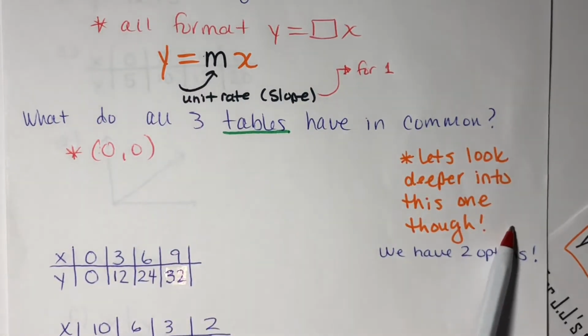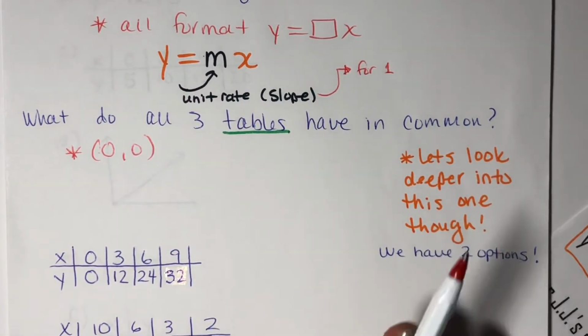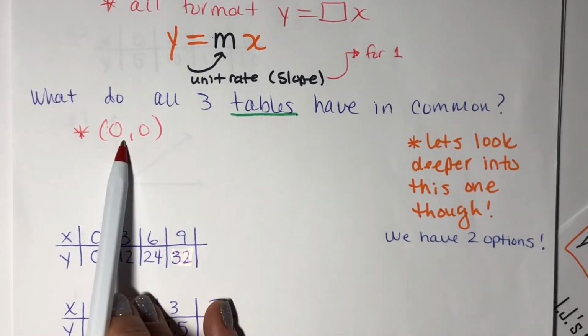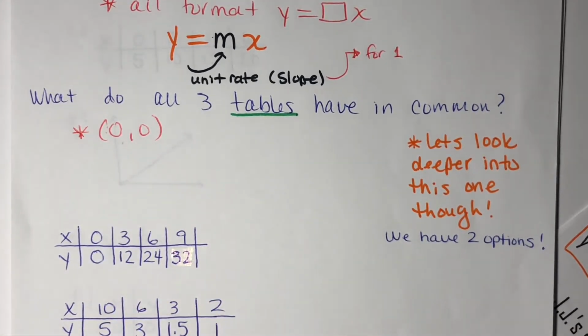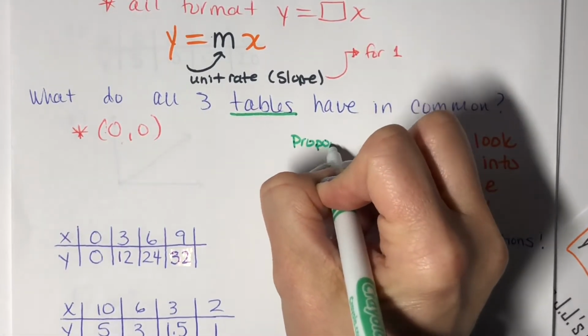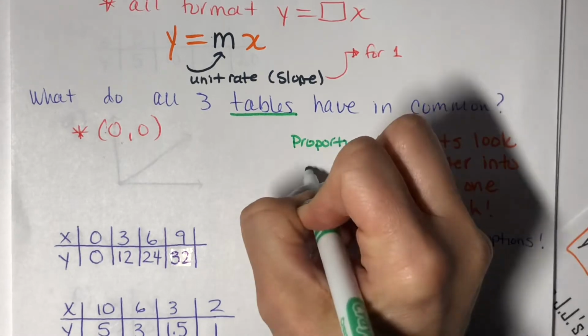However, I have a little note here that says we have to look a little closer into this one because just saying they contain the point (0, 0) is not enough, okay? Because they have more in common than that. And so what we're doing by trying to take a look at all three of these things that they have in common is we are trying to discover what it means to have something called a proportional relationship.